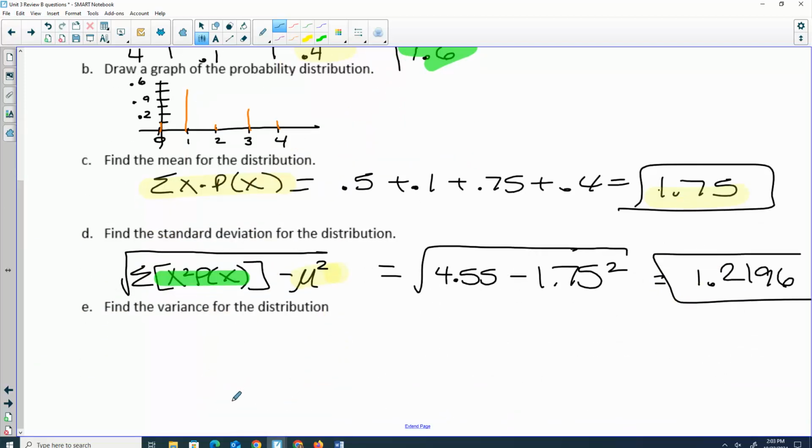Is that okay? Last thing I asked for was variance, which, if you're looking at your formula sheet, it doesn't have right there, but we talked about variance back at the beginning in chapter 3. It's just the standard deviation squared. So for variance, we just take what we got for our standard deviation and square that.